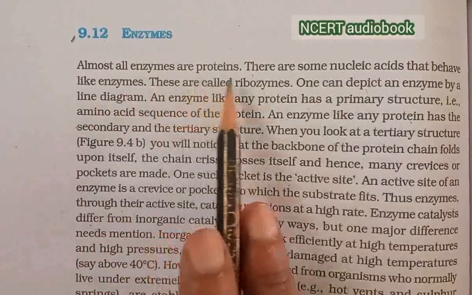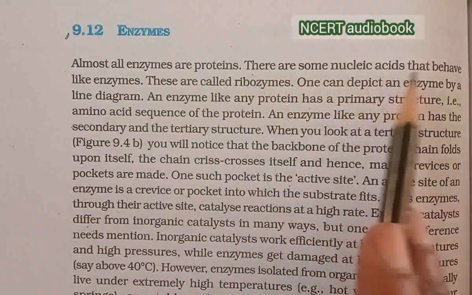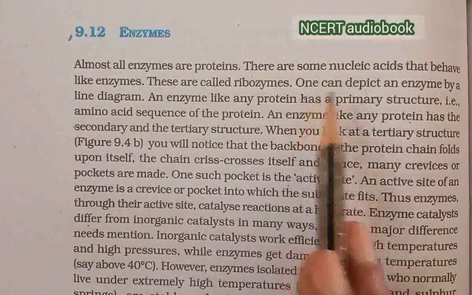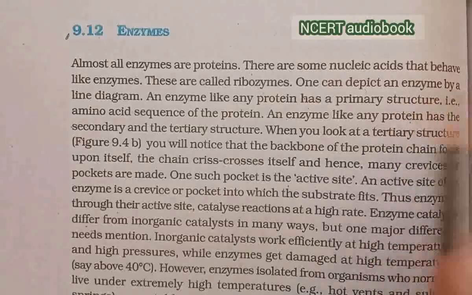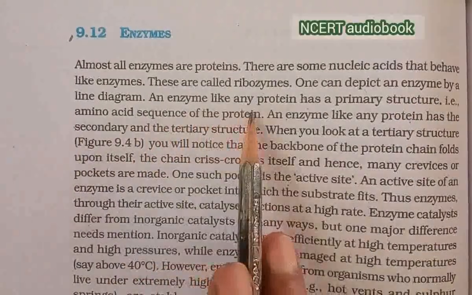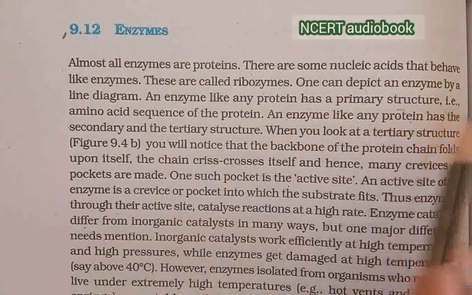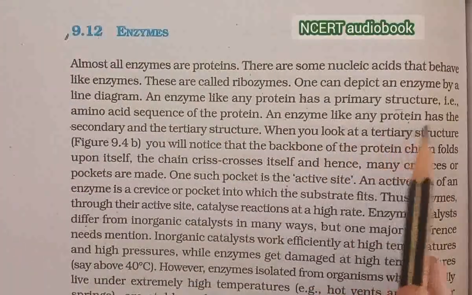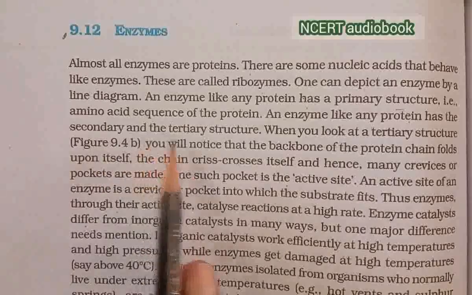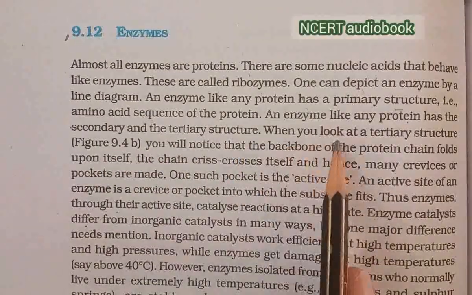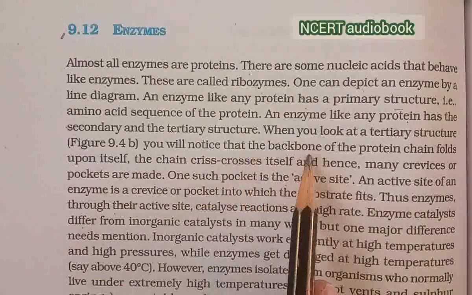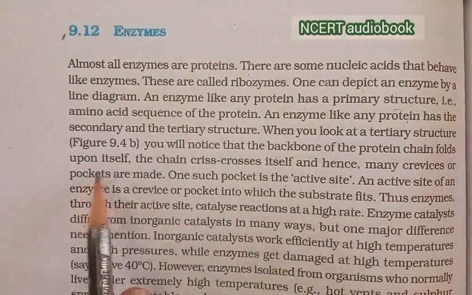Almost all enzymes are proteins. There are some nucleic acids that behave like enzymes. These are called ribozymes. One can depict an enzyme by a line diagram. An enzyme, like any protein, has a primary structure, that is the amino acid sequence of the protein. An enzyme, like any protein, has secondary and tertiary structures. When you look at the tertiary structure, you will notice that the backbone of the protein chain folds upon itself.